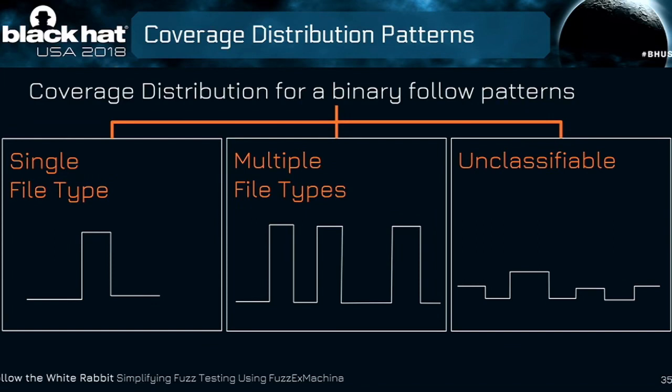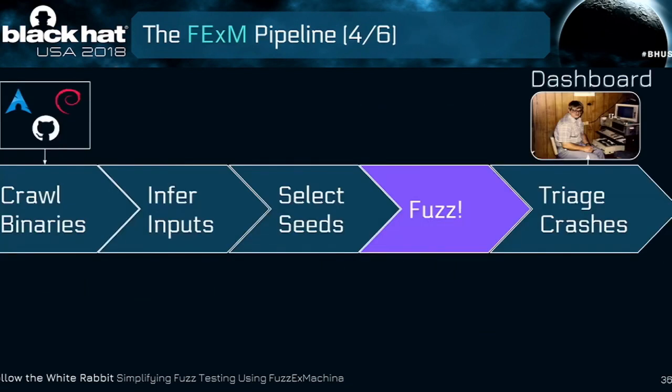And we have a third case where the coverage distribution is rather noisy. And in that case, we hand control back over to the user in a mode Dominic is going to elaborate on later. All right, now we have selected the seeds. We know how to give the binary input, so we can finally start to fuzz.